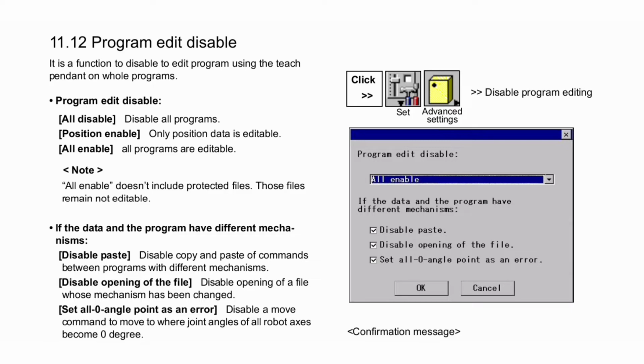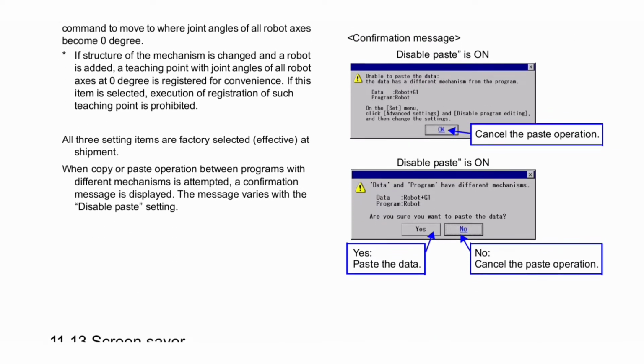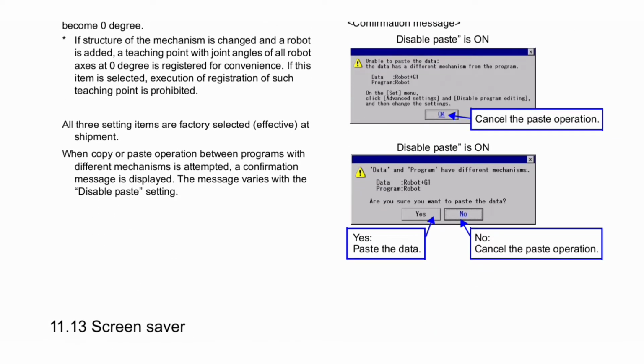Click Set Advanced Settings, Disable Program Editing. Program Edit Disable: All enable. If the data and the program have different mechanisms, Disable Paste. Disable opening of the file. Set all 0 angle point as an error. OK, cancel. Next one: if the structure of the mechanism is changed and a robot is added, a teaching point with joint angles of all robot axes at 0 degree is registered for convenience. If this item is selected, registration of such a teaching point is prohibited.